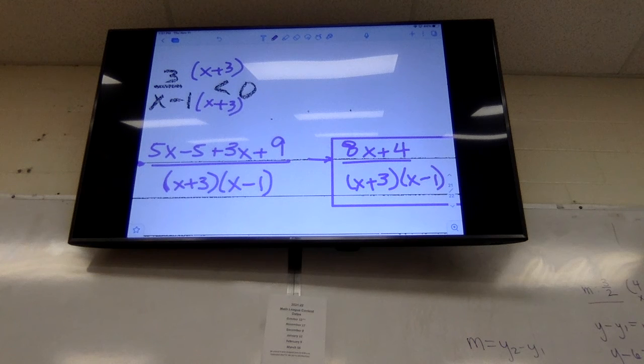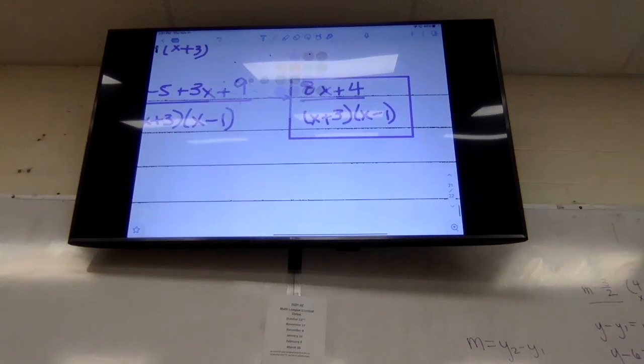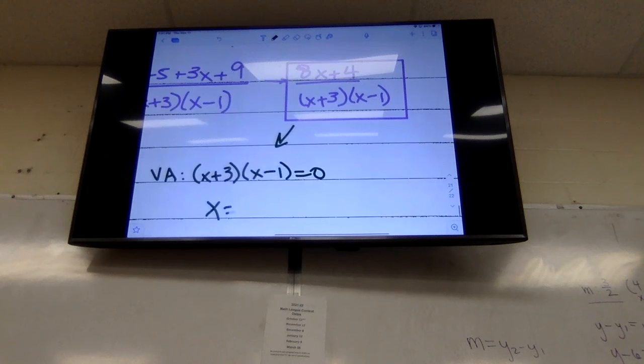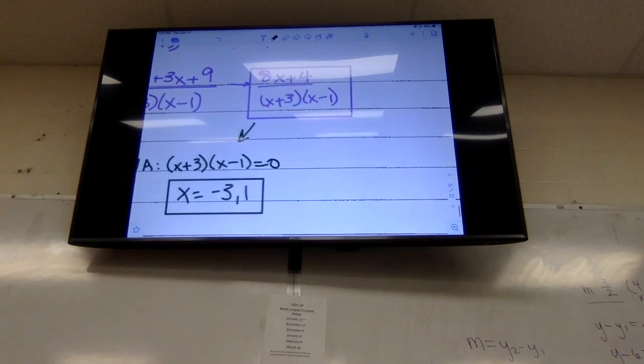What 2 things do I need to find here? The vertical asymptote and my x-intercept, so let's do those. Vertical asymptote is my denominator, so x plus 3 and x minus 1 equals 0, which means that x equals negative 3 and positive 1. 2 of those, and my x-intercept is 8x plus 4 equals 0, minus 4, negative 1.